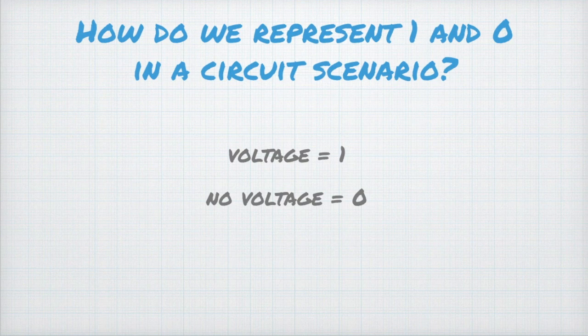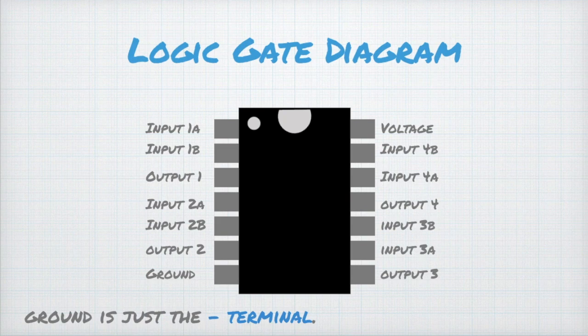Tying this back to electrical circuits, 1 or true corresponds to voltage, while 0 or false corresponds to no voltage. We will now explain how we can perform Boolean operations in our circuits. We use logic gates to perform operations like AND and XOR. In this diagram, we can see that there are 4 operators.